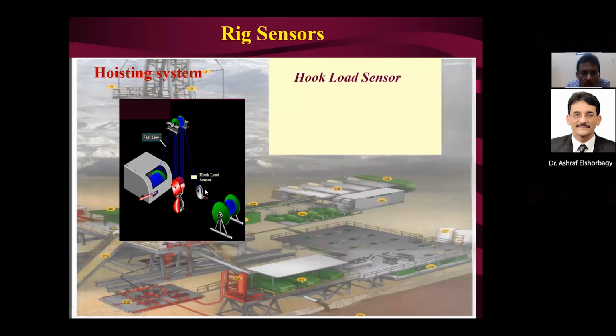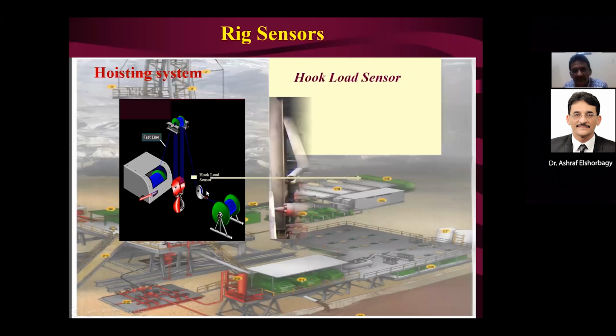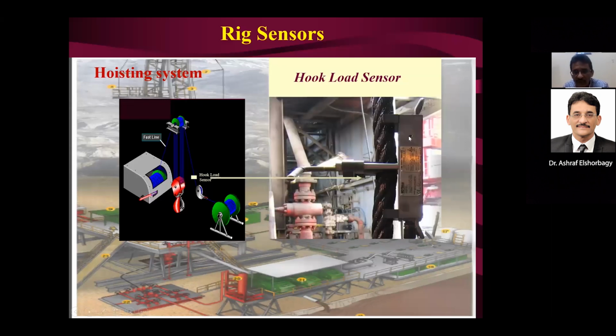What is the shape of this sensor? There are different types of sensors, but I give you only one example, which is an advanced one. It's called the brake sensor. This sensor is already fixed on the dead line and is used for what? What is the function of this sensor? It has a lot of functions, but for the time being I'll give you only one or two. First, it can calculate the hook load. What is the hook load? What is the meaning of hook load?